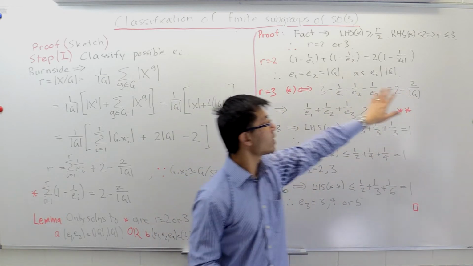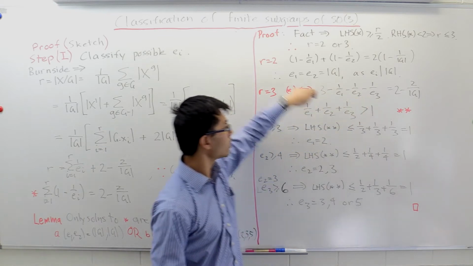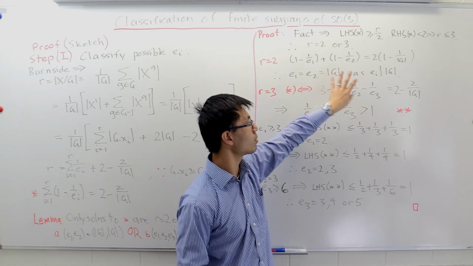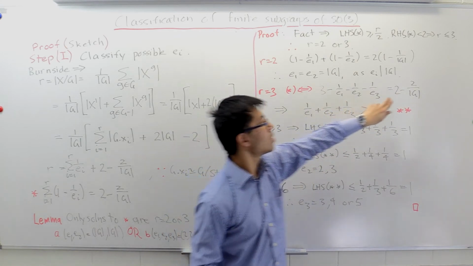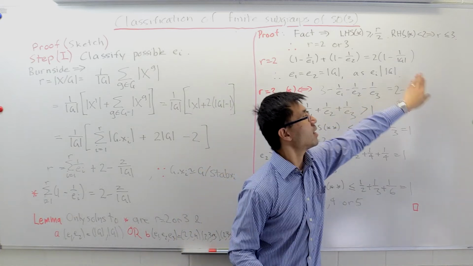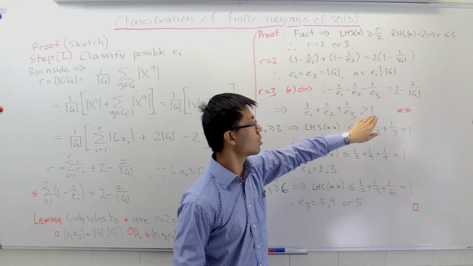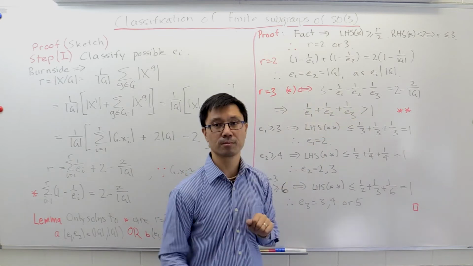Now we can rearrange this as some information about the sum of these reciprocals: 1 on E1 plus 1 on E2 plus 1 on E3. Put that on the other side, and then this we bring to the left-hand side. So the 3 minus 2 gives you the 1, and then you add a little bit, whatever that is. So it's at least 1. The sum of reciprocals is at least 1.